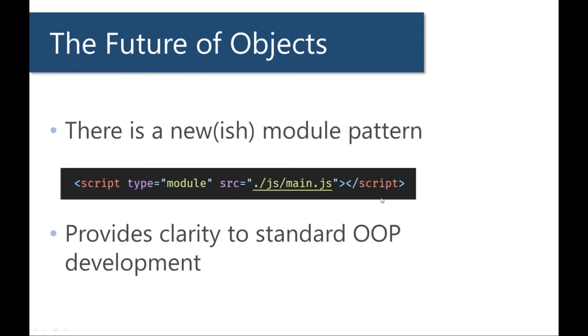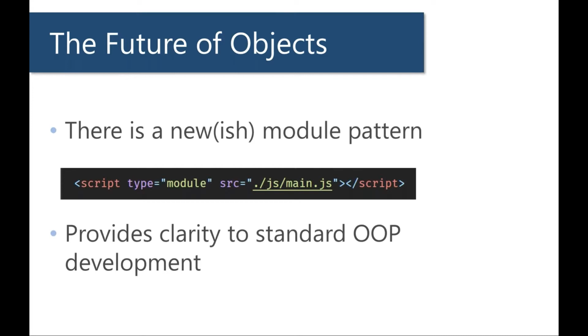is the future of objects. And there is a new-ish module pattern. It's been around for a while. This module pattern allows us to include one file, and then that file, as needed, will go fetch all of its dependencies, and any dependencies those files have, it will fetch as well. It kind of spiders out to get a whole bunch of files.